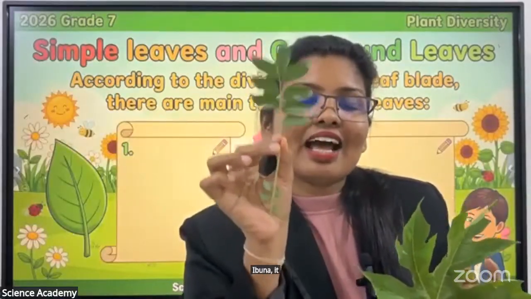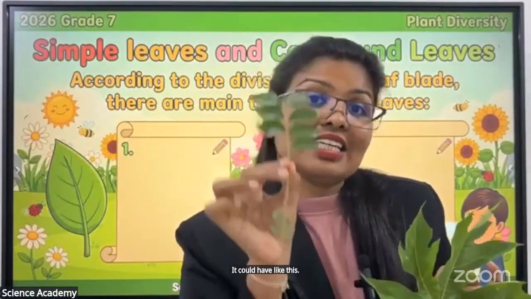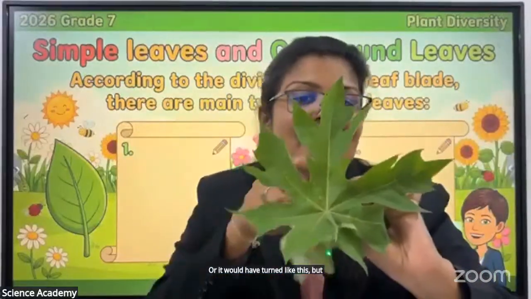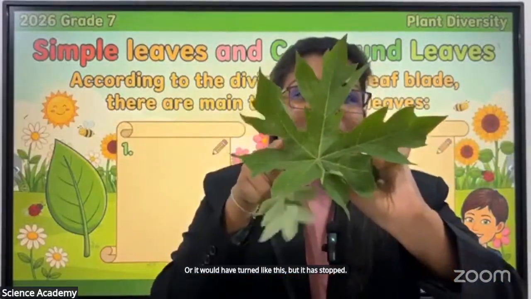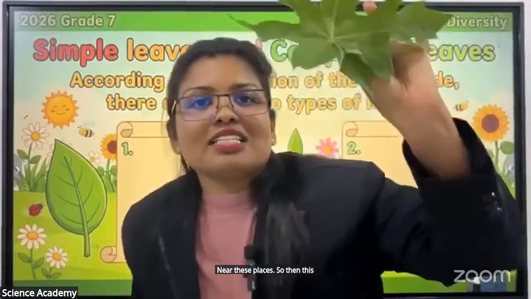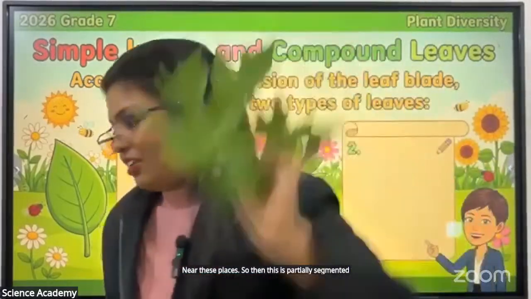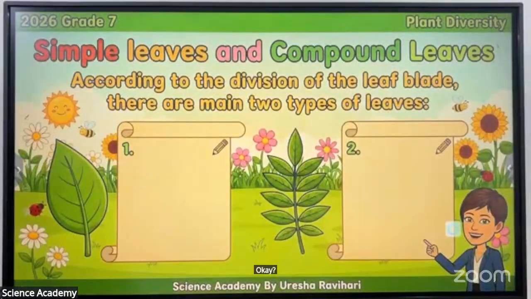It could have been like this, or it would have turned like this, but it has stopped near these places. So this is a partially segmented simple leaf. Okay? Right.